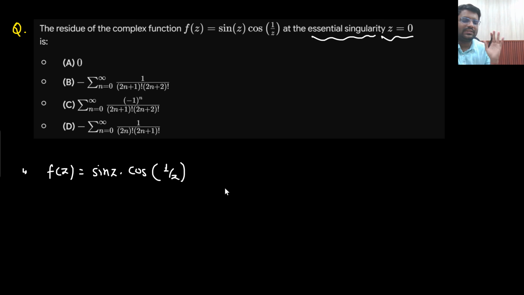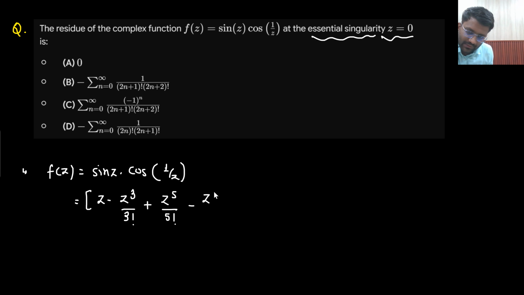Sir, as of now I don't see any singularity, nothing I am able to comment. So what we do? Expand. How will you expand sin z? So z minus z cube by 3 factorial plus z to the power 5 by 5 factorial minus z to the power 7 by 7 factorial and so on. And how will you expand cos 1 by z?